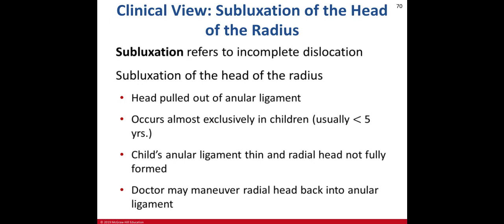You can have partial dislocation. We call that subluxation. And that could be where the head of the radius is pulled out of the annular ligament. Really, we only find this happening in kids, and that's because that is not a fully formed ligament yet. And what ends up happening is the doctor just maneuvers it back into place.